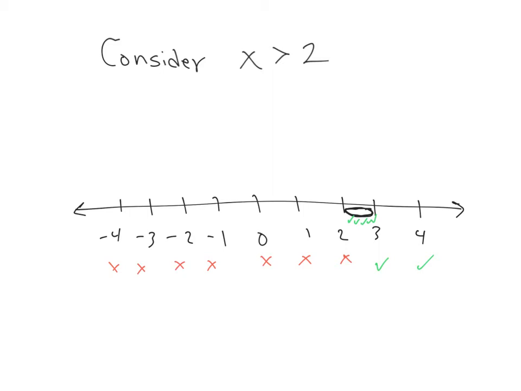Now the way I'm going to show that is the number 2 does not work. So since number 2 does not work, I'm going to put an open circle. If it did work, I would fill it in to show that that was a solution. And everything to the right side of 2 works. So I'm going to draw an arrow that way. And that graph is going to represent my solution set of the inequality x greater than 2.